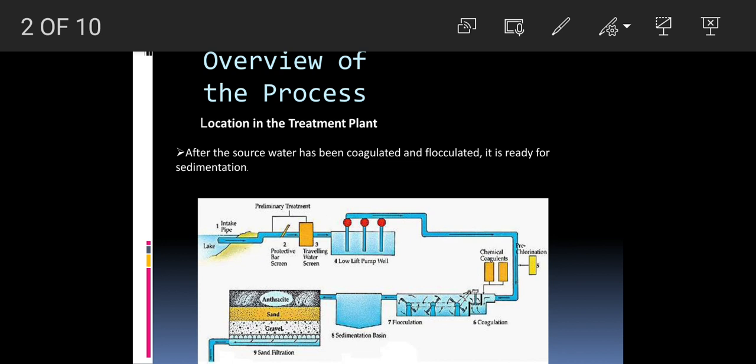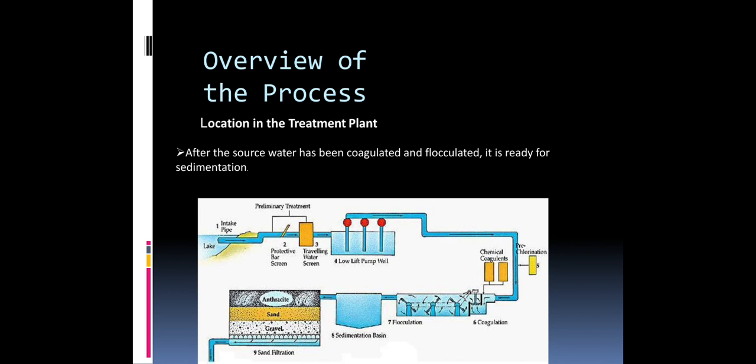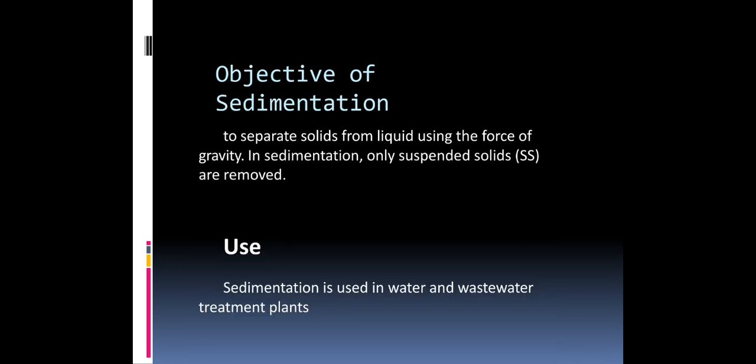After the source water has been coagulated and flocculated, it is ready for sedimentation. So this is the typical sedimentation layout, to separate solids from liquid using the force of gravity. In sedimentation only suspended solids are removed. Okay, only the suspended solids are removed. Usages: sedimentation is used in water and wastewater treatment plants.